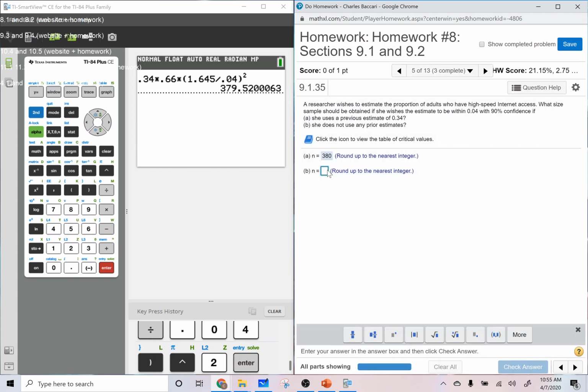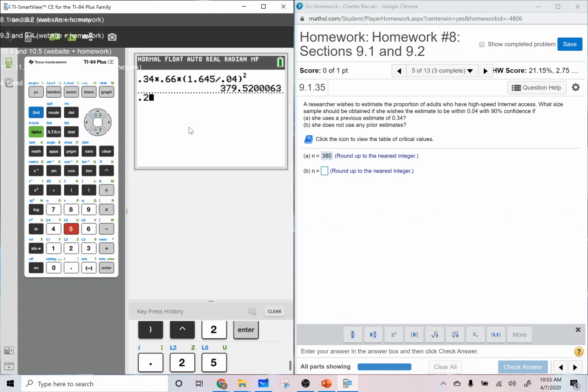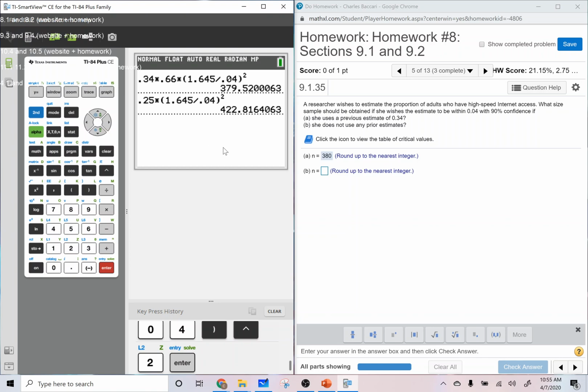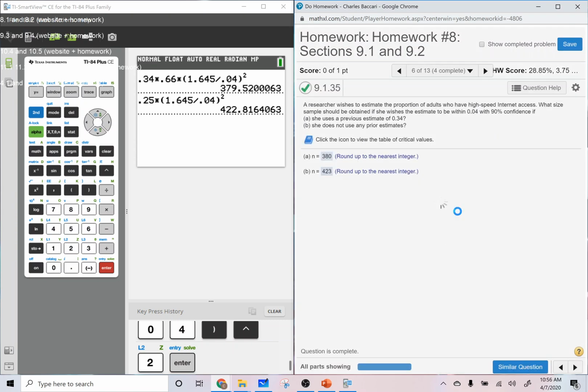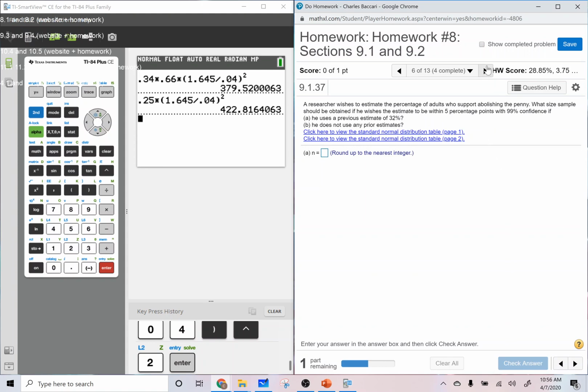And then if she doesn't use a previous estimate, then we don't use the 0.34 here. We use 0.25 times 1.645 divided by 0.04 raised to the second. And that's 423. Always round up because this is people. And you get that done. Okay, so that's pretty quick. Same thing, just use the formulas, the tables.